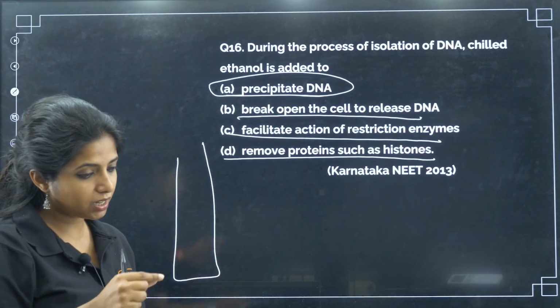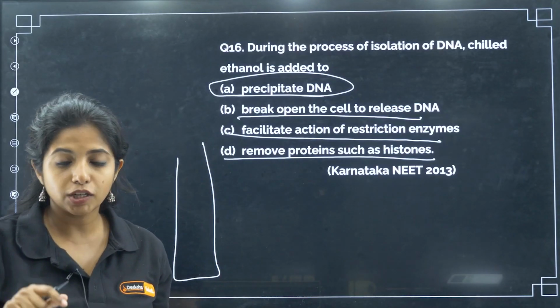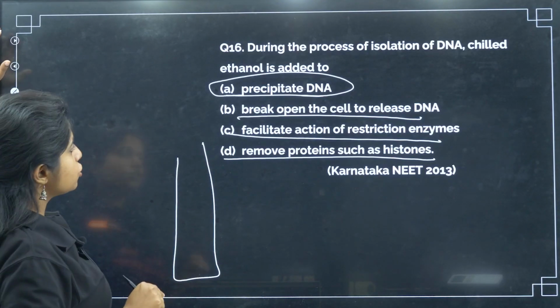The DNA gets precipitated and then you take it out with the help of spooling. You might have seen the picture of this. That is known as spooling. So your answer should be A.